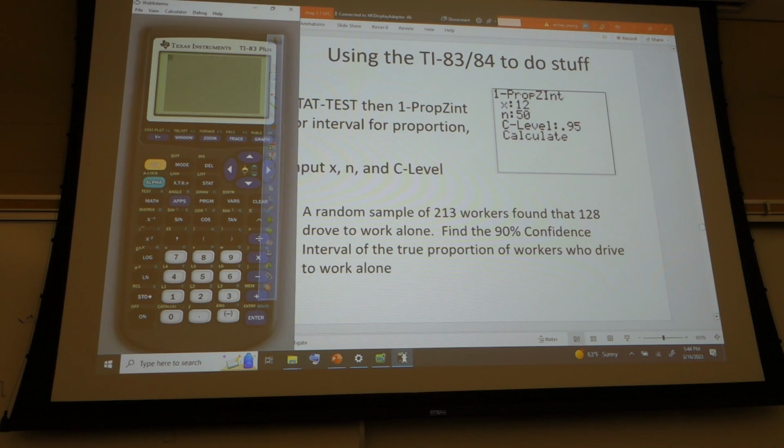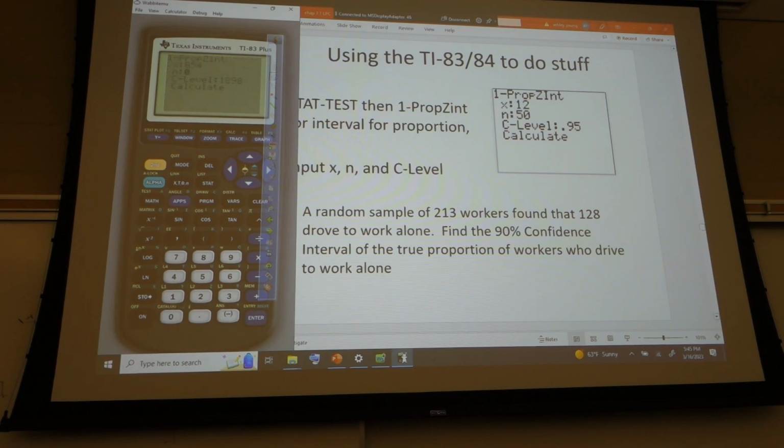Uh-oh. What did I do wrong? Stat, Test. I think you only press it once. Oh, wrong one. Wait. There we go. Stat, Test, 1-PropZInt, the interval.